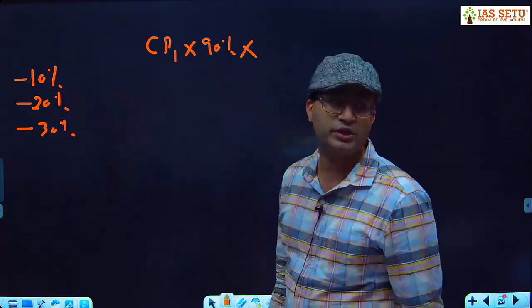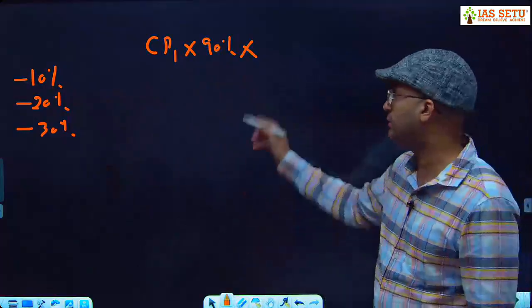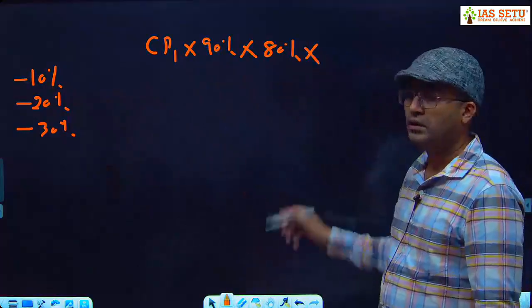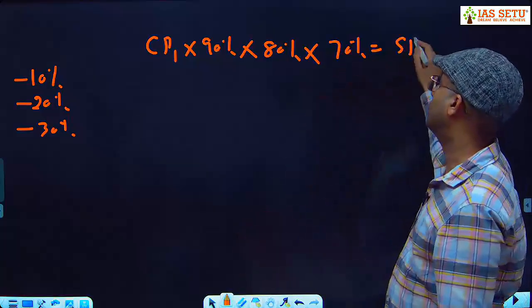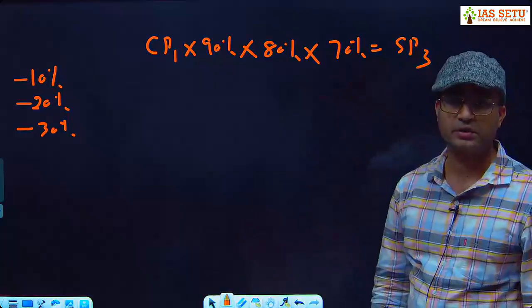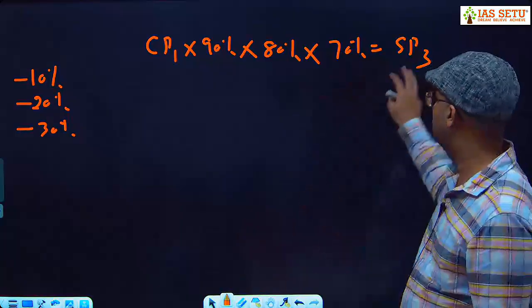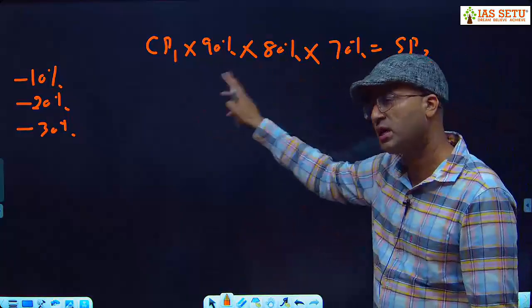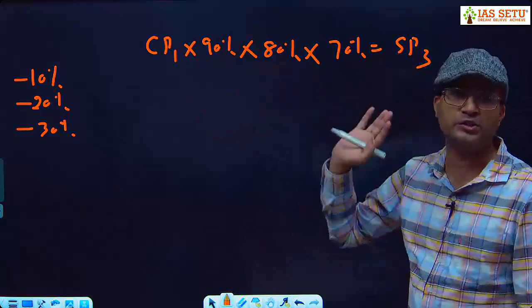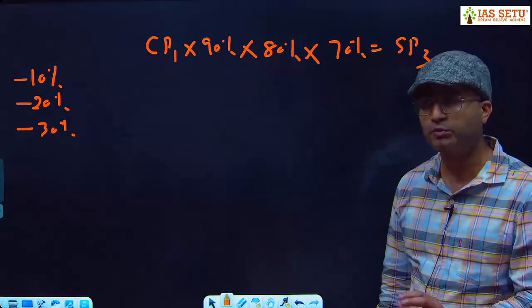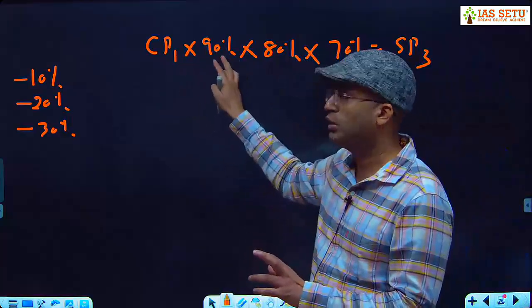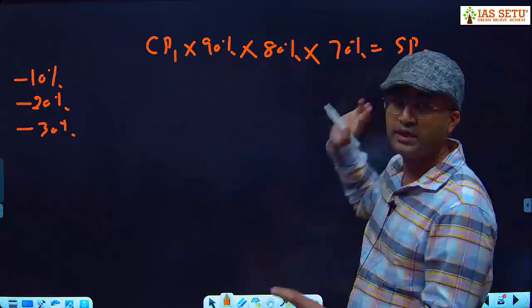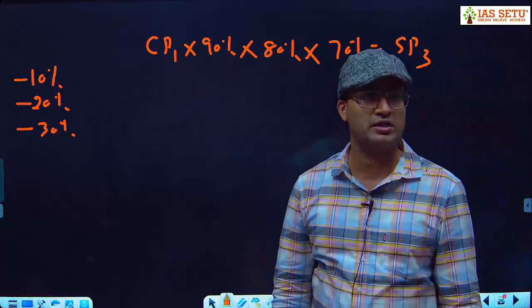100 minus 20. What is 100 minus 20? 80%. What is 100 minus 30? 70% will equal to SP3. And in this type of question, generally this SP3 is given, CP1 is asked, after that just do the calculation, you get your answer. Chain rule में क्या करना है? CP1, profit you add in 100%, loss you subtract, multiply, equate with the selling price, जो last का selling price है.